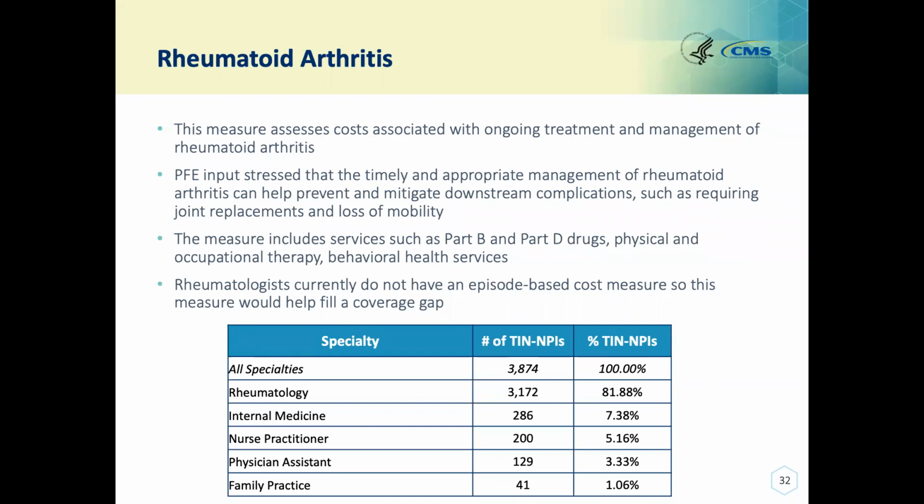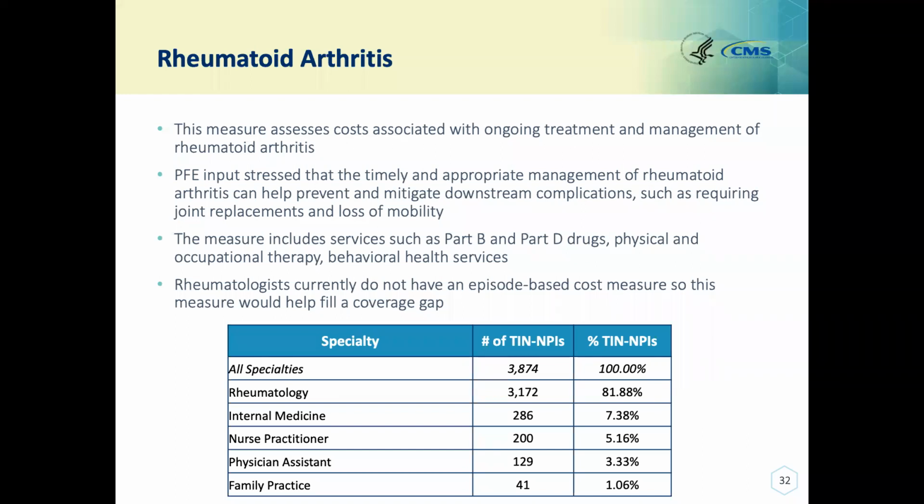Some of the themes that we've heard from patients and others with lived experience is about their experience and the importance of timely and appropriate management of rheumatoid arthritis. Some examples that we've heard include that individuals felt that improvements in care could have prevented serious complications such as joint replacements and loss of mobility.